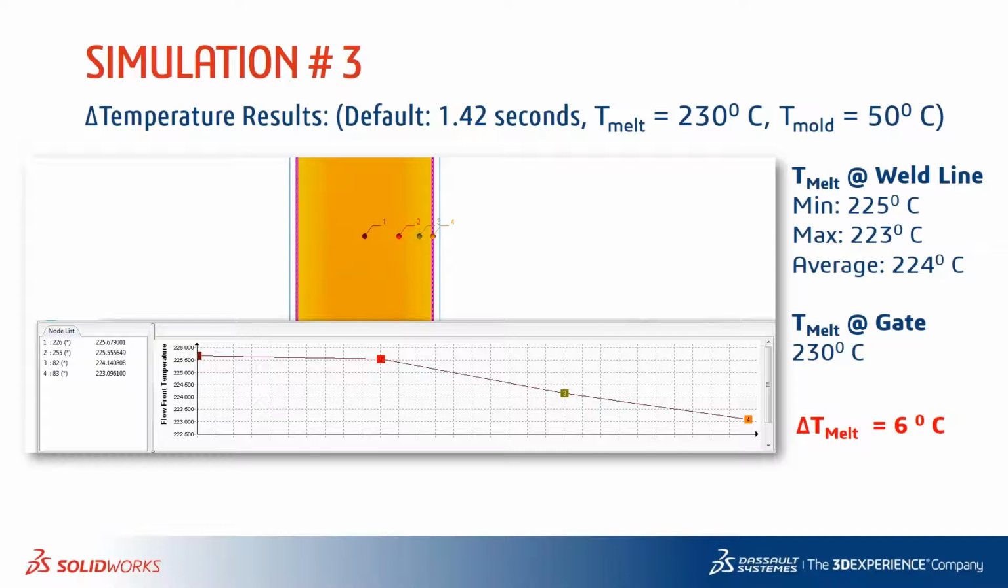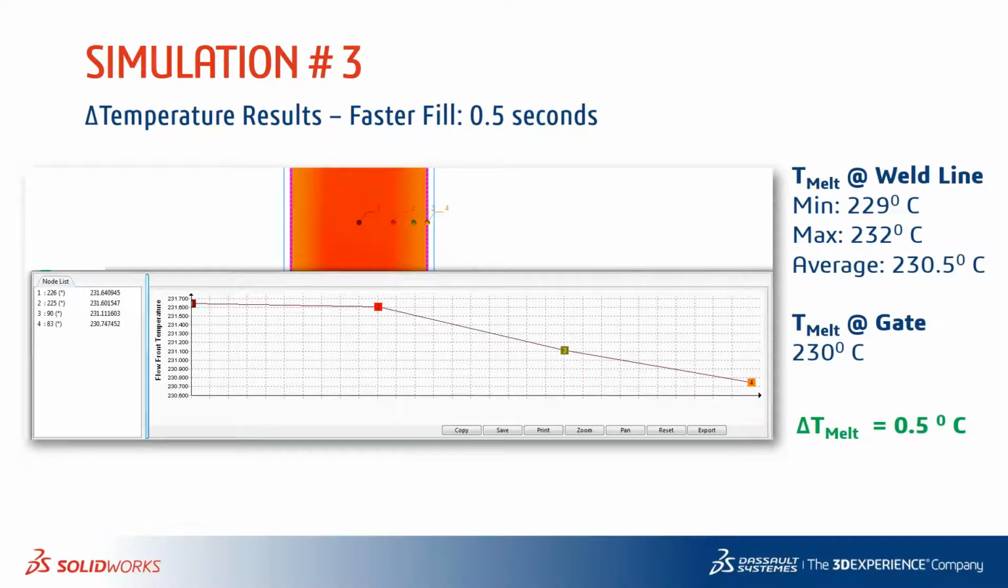So again, the basic rule of thumb is we want to keep this delta as minimal as possible, which means the flow front temperature around the weld line should be as close as possible to the melt temperature at the gate.